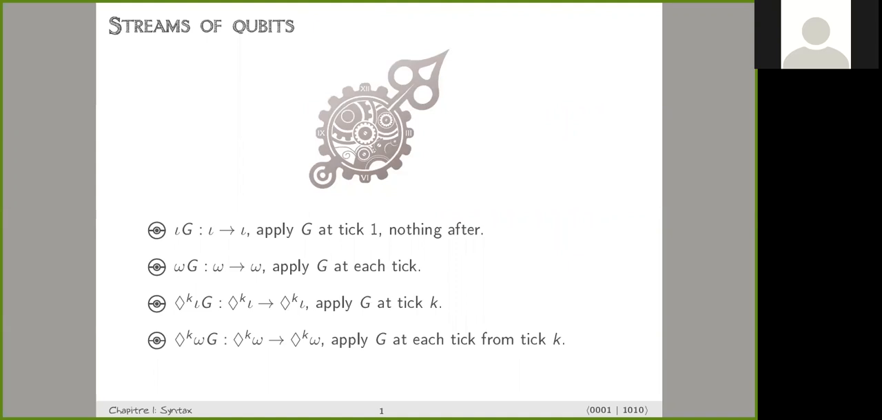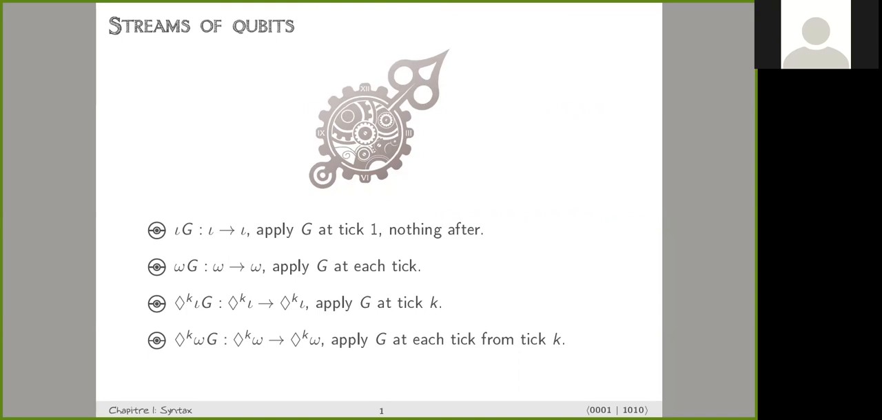For those two families of gates, we also have a delayed version. The delay, we denote it with this diamond here. A delayed iota gate is that if you delay k times, it means that until tick k, nothing happens. At tick k, you will receive some qubits, you apply your gate, you output your qubits. And after that, nothing happens.